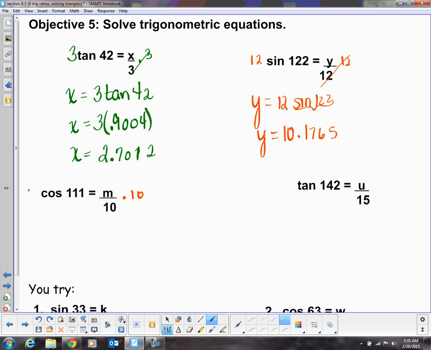Multiply each side by 10. So we've got 10 cosine 111 is equal to m. So what does m equal? -3. That's what I got.